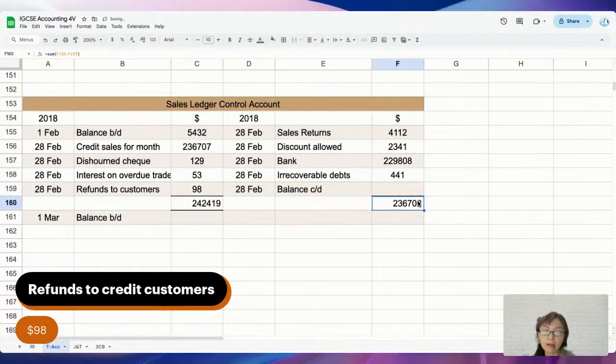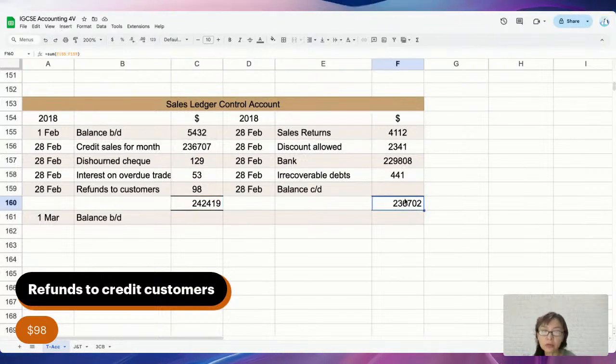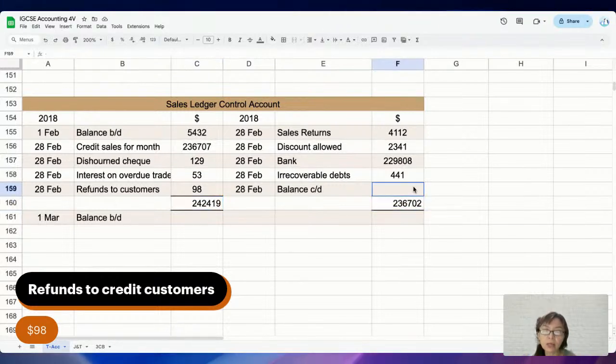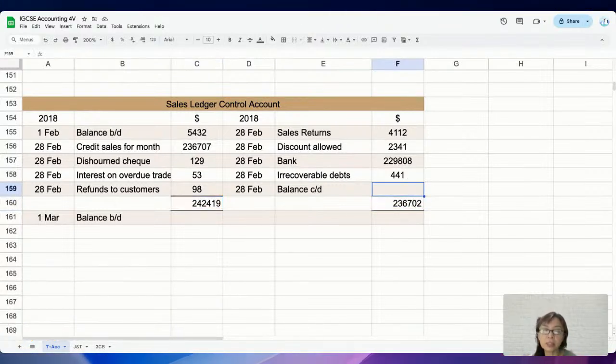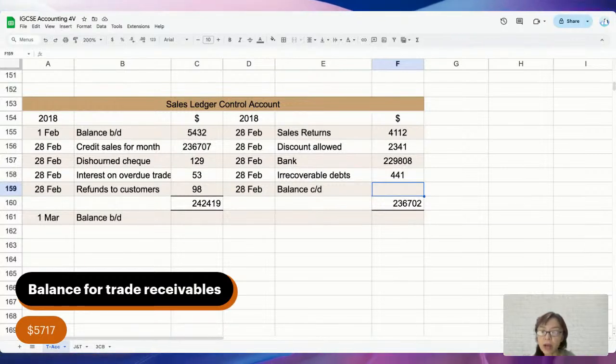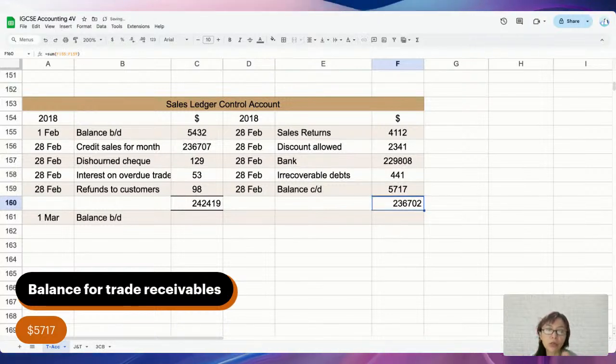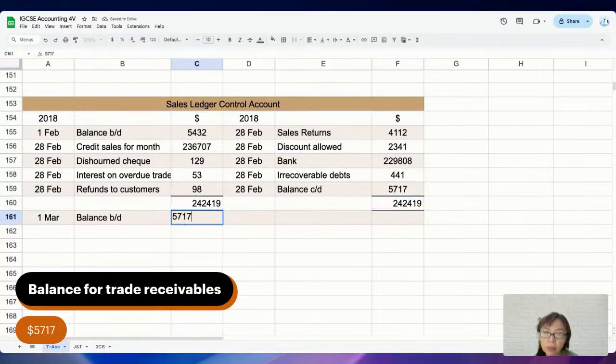Lastly, what you can do here is compare these two. Which one is bigger? You just take the bigger one minus the smaller one, and then you get this amount. But for this example, it actually shows you the amount, which is 5717. So the question already gives it to you. So you also do the same, 5717.